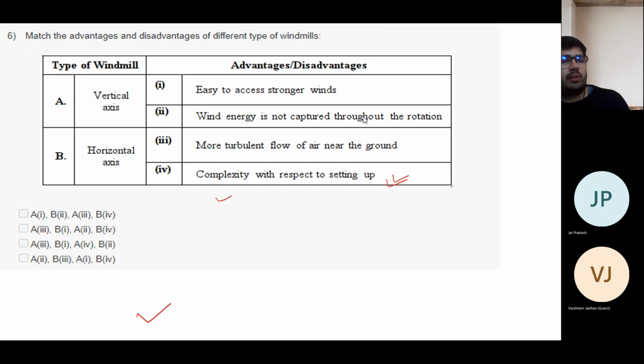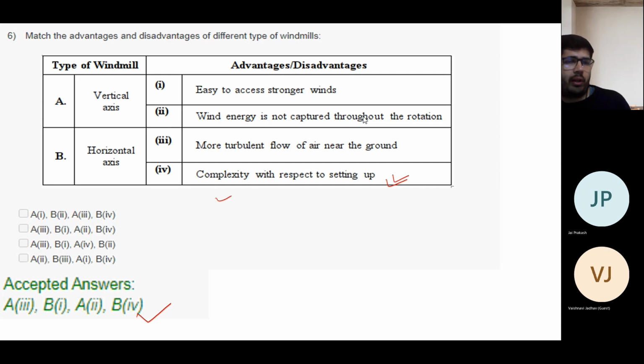Question number 6: there are two types of windmills, vertical and horizontal. We have to tell the advantages and disadvantages. So the correct answer is A3. The vertical axis has more turbulent flow of air near the ground. For horizontal axis turbines, it is easy to access stronger winds. For the vertical turbines, wind energy is not captured throughout the rotation. And for the horizontal turbine, there is complexity with respect to setting up.